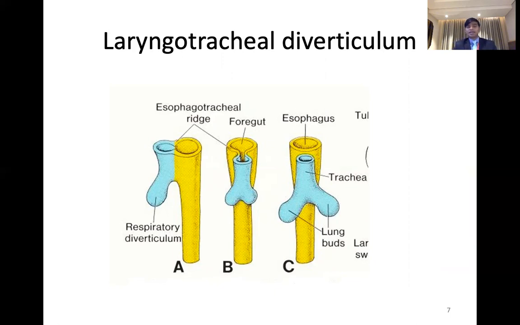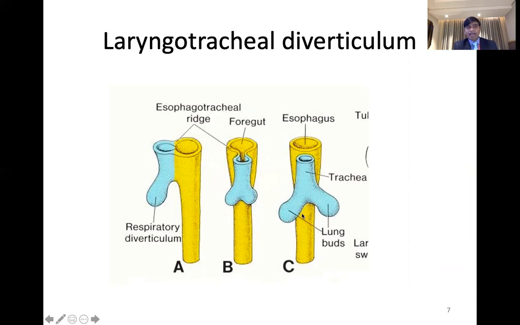Now, the tube will remain open at its cephalic end, where it connects to the pharynx. So cranially, it will be connected to the pharynx. Then there will be two lateral outgrowths. You can see in this diagram that two lateral outgrowths arise from its caudal end to form the stem bronchi and the right and left lung buds.